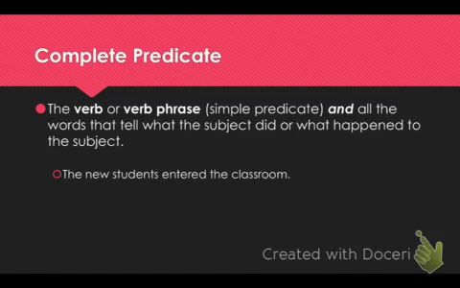The complete predicate of a sentence is the verb or verb phrase, so that's the simple predicate, and all the words that tell what the subject did or what happened to the subject. So we have this same sentence, "The new students entered the classroom." In the previous slide, you saw that entered was the simple predicate. Entered the classroom is the complete predicate.